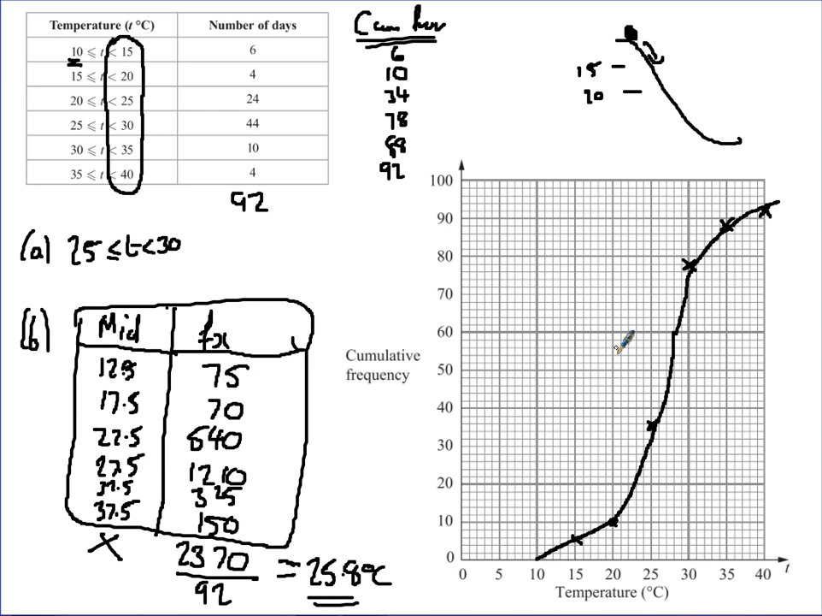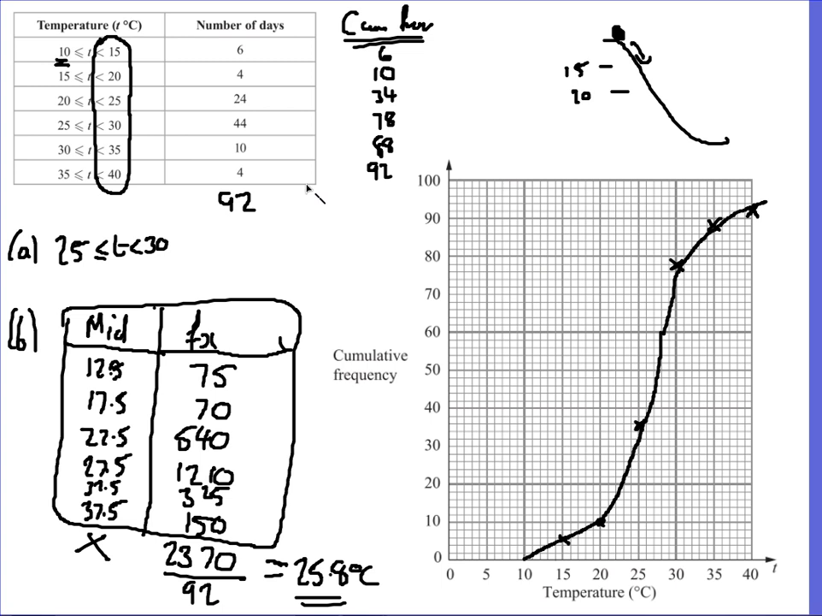Find estimates for the median and the interquartile range. So the median, well, there's 92 bits of data, so halfway will be where the median is. So half of 92 will be 46. So we go across at 46, and then it hits the curve, move that slightly there, and it hits it around about, I would say, about 27.